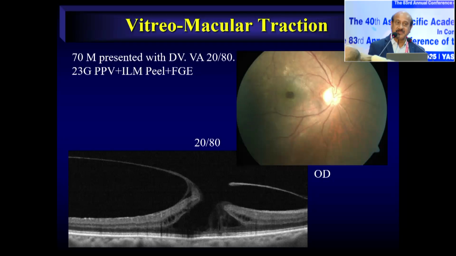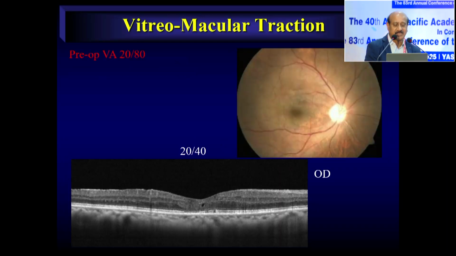ILM peeling is very, very essential here, but how we do it is also essential. It means you should go around the macular center so that there will not be any creation of macular hole in these patients, and a good result has come. See, 20/40 vision in these patients is very good.